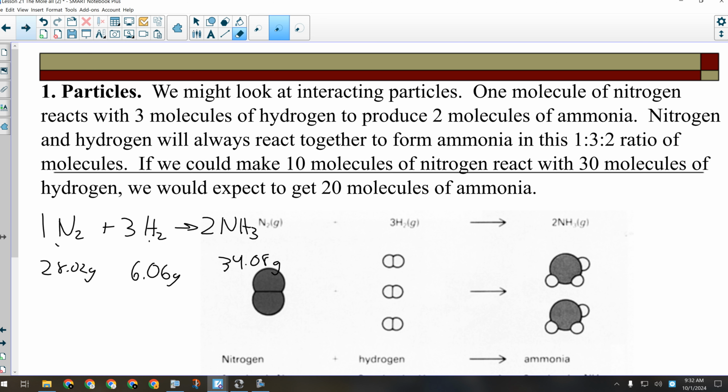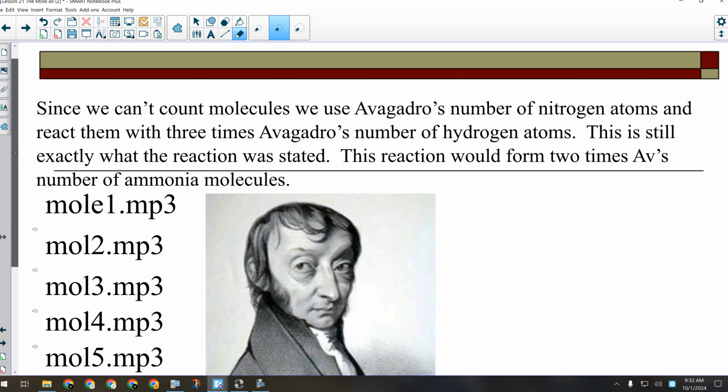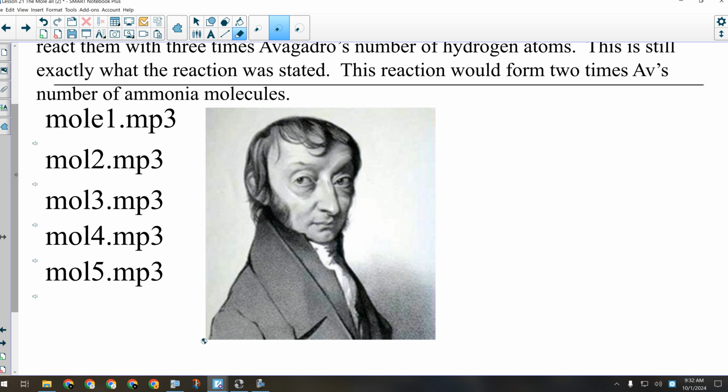Okay, now this is Avogadro. I think his nickname must have been the mole.